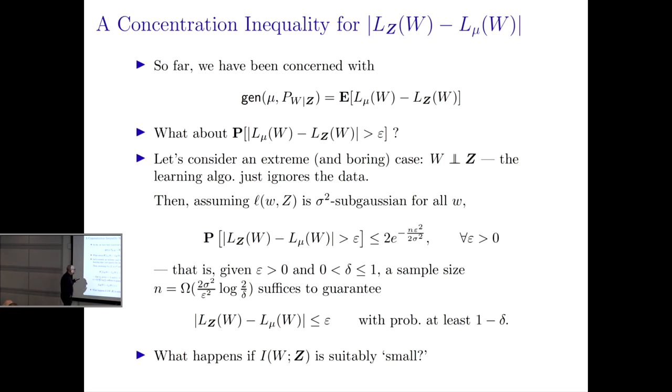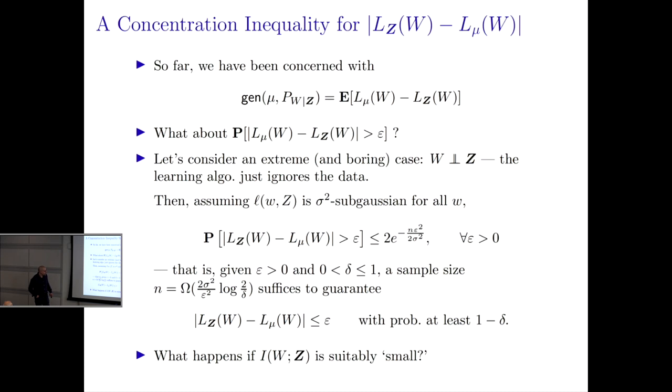And I want to see the absolute value between that and that, and this is something I can compute. I want to see the tails, the probability that this is going to be larger than some epsilon. In the extreme case, when W and Z are independent, this is a learning algorithm that just ignores the data and outputs some hypothesis. Well, in that case, assuming this L(W,Z) is sub-Gaussian, you can use the Chernoff bound or the Hoeffding bound to prove this bound. The probability that this absolute value is larger than epsilon is bounded by 2 e to the minus n epsilon squared over 2 sigma squared, for any epsilon.